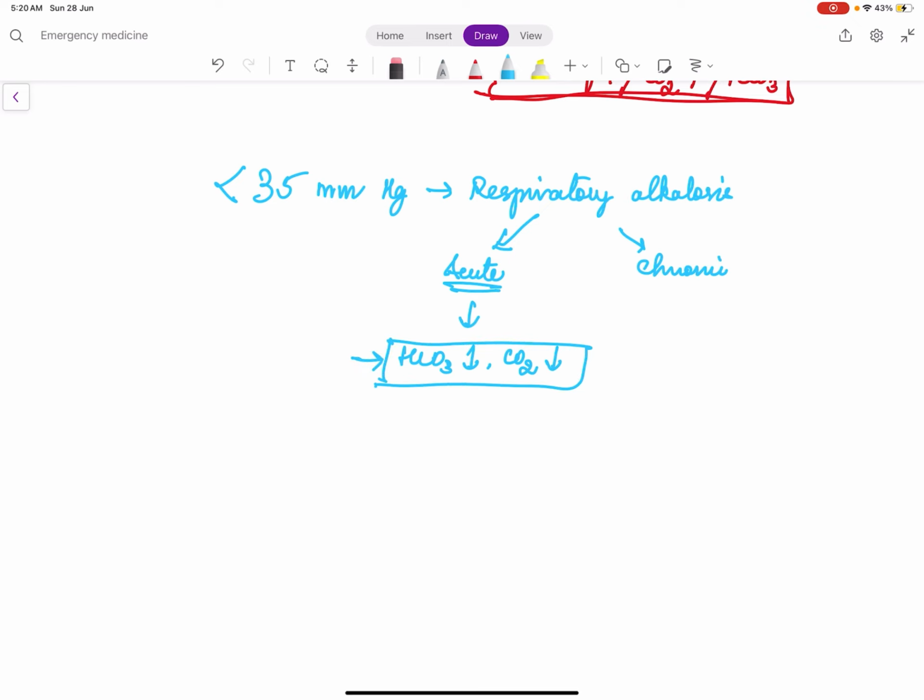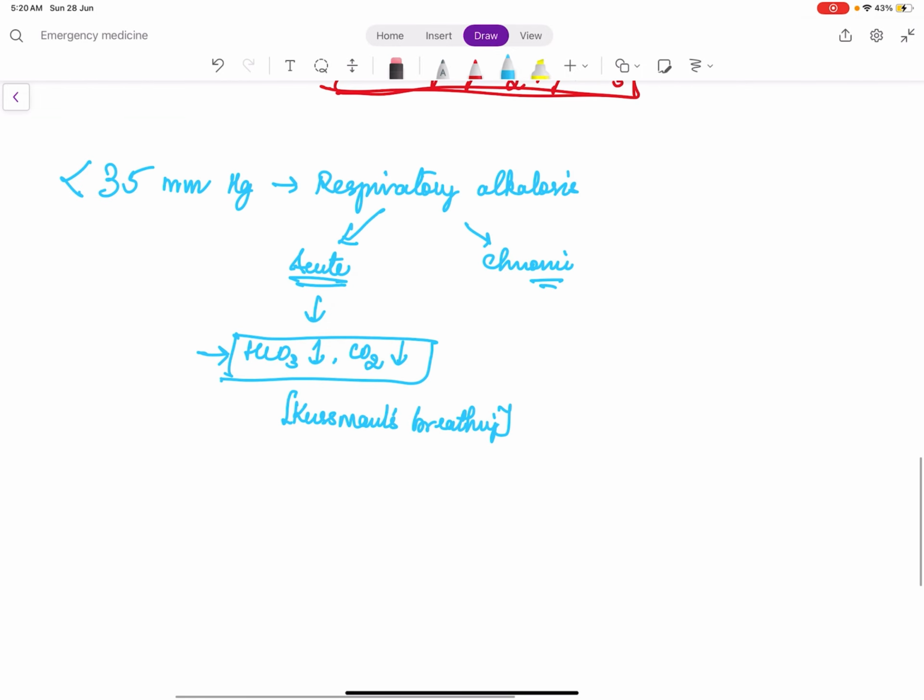Patient is having a metabolic acidosis like diabetic ketoacidosis, lactic acidosis, CKD acidosis, or some poisoning acidosis. As bicarbonate falls, the patient will be tachypnic, the so-called Kussmaul's breathing, to reduce CO2. This is acute respiratory alkalosis.